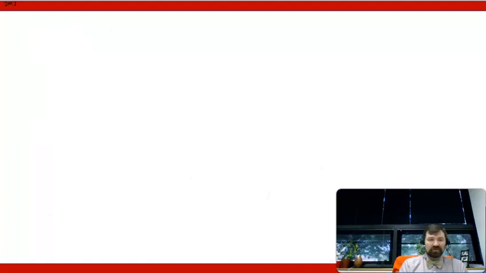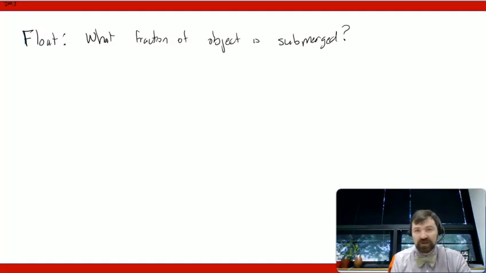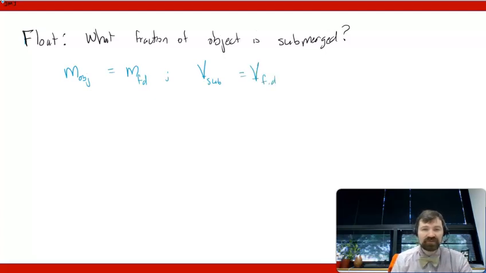Now the floating condition has an additional thing that we might consider, which is how much of the object is under and how much is out of the water. Put differently, what fraction of the object is submerged if the object is floating. And we can make use of the fact that the mass of the object is equal to the mass of the fluid displaced, and that the volume submerged is equal to the volume of the fluid displaced.